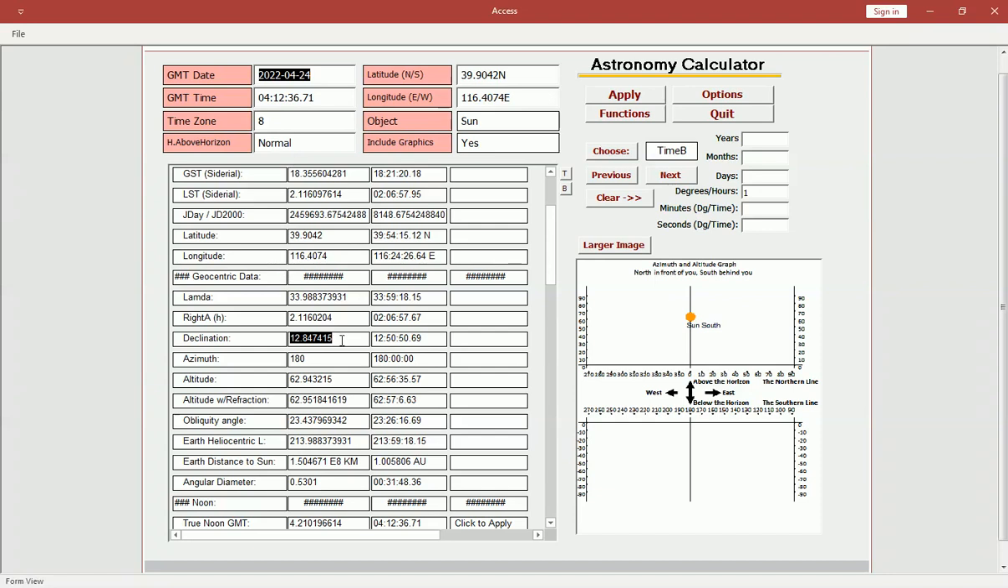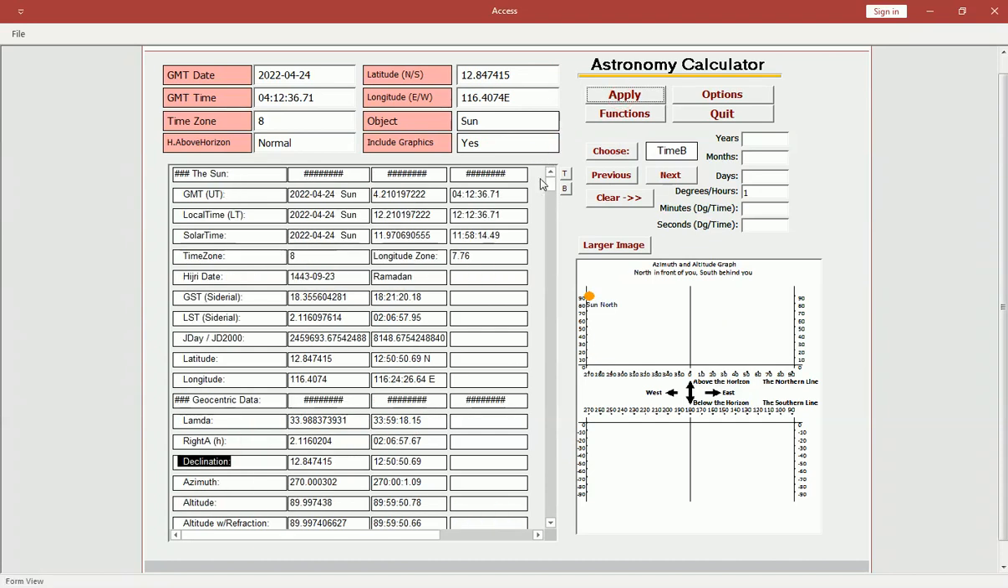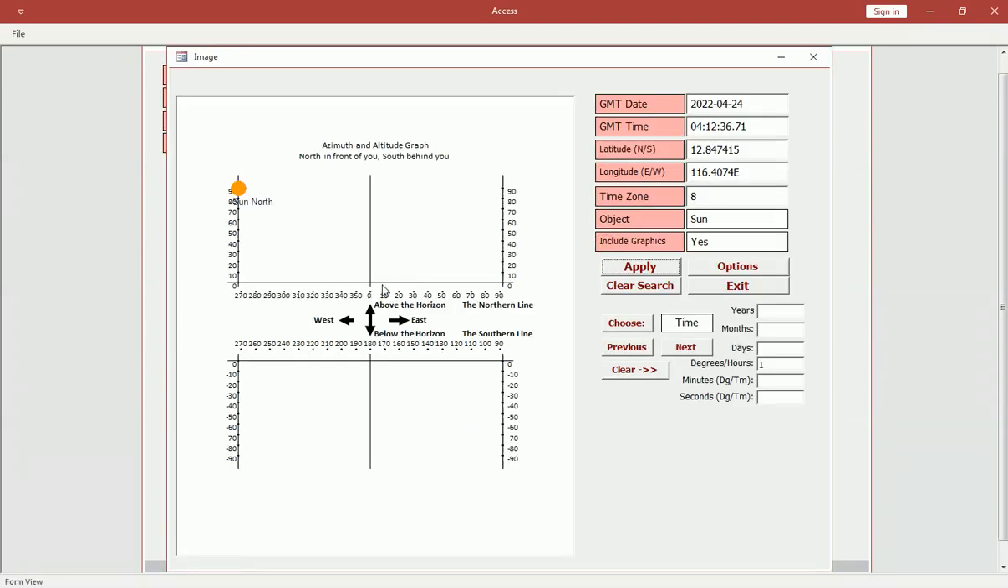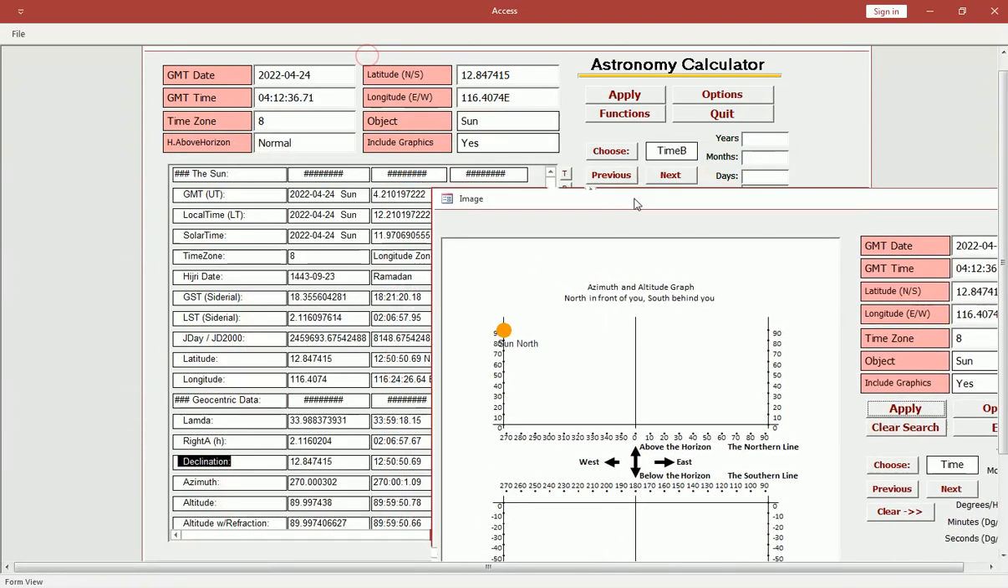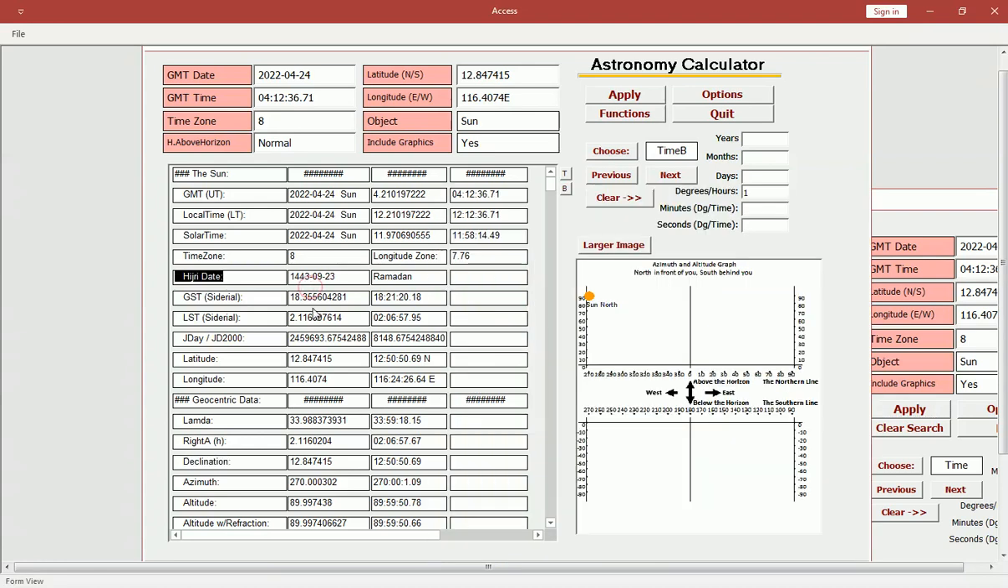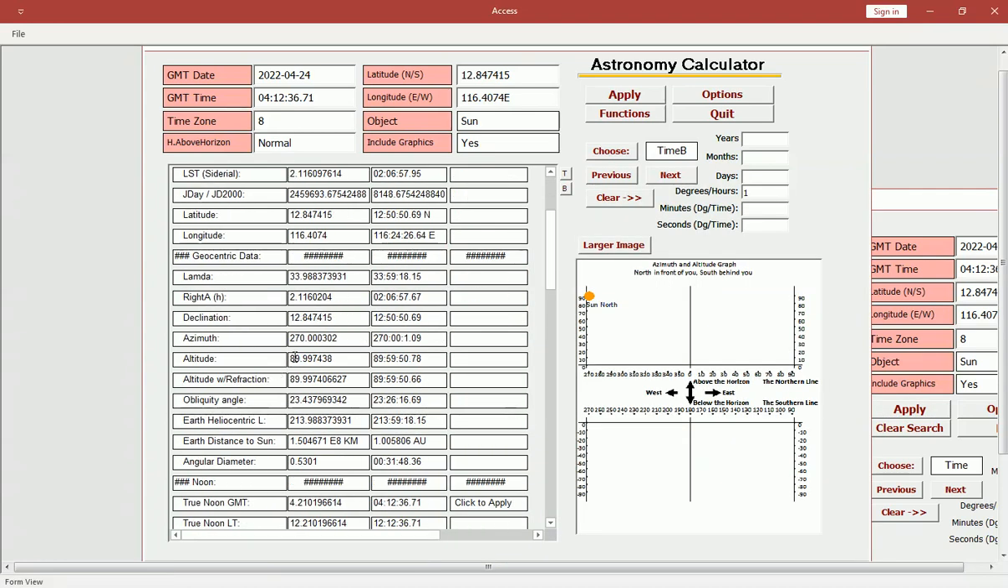Let us test this. Copy, paste, apply. Let's make the image larger. The sun is exactly at 90 degrees. Let's check that in the table. Altitude is 89.997438.